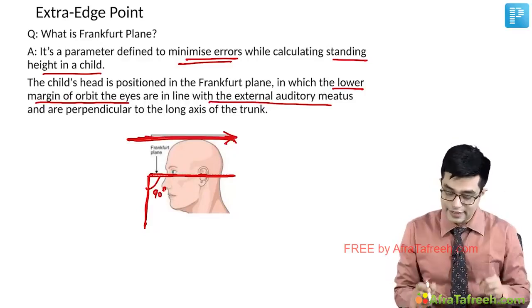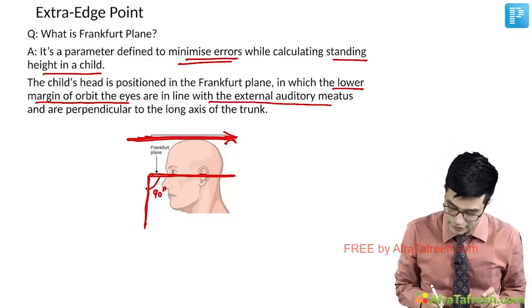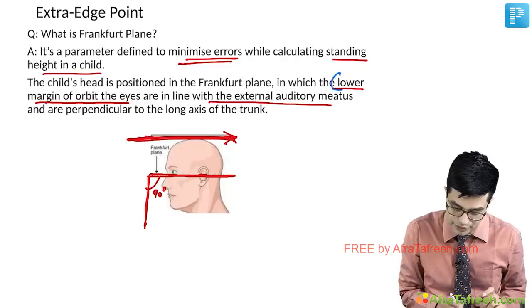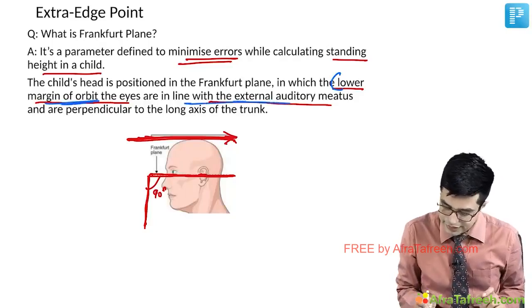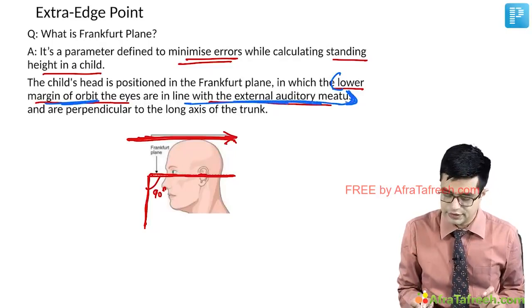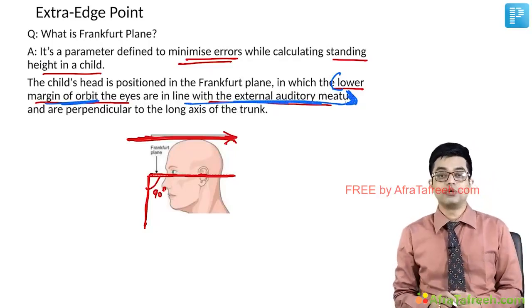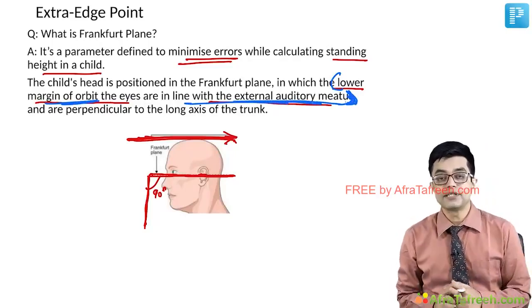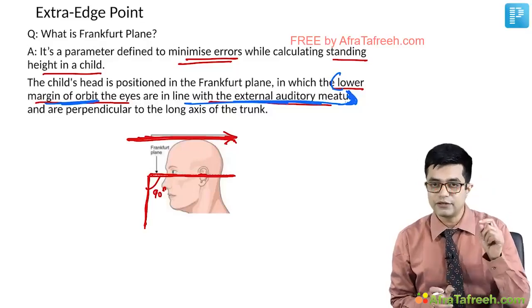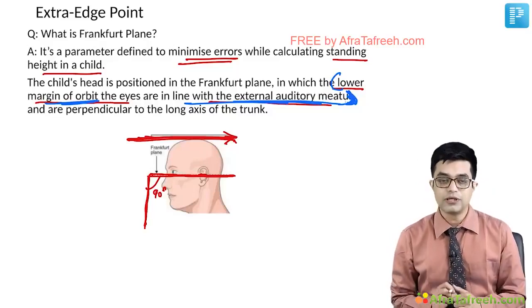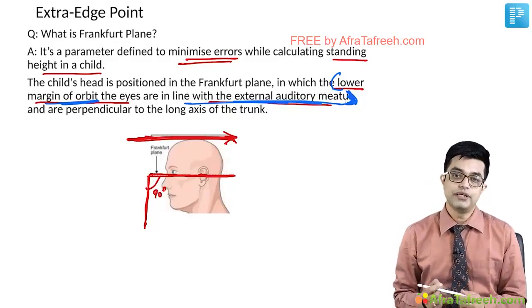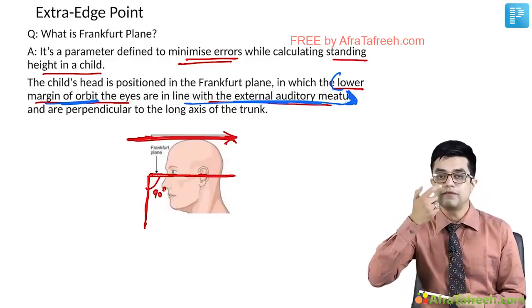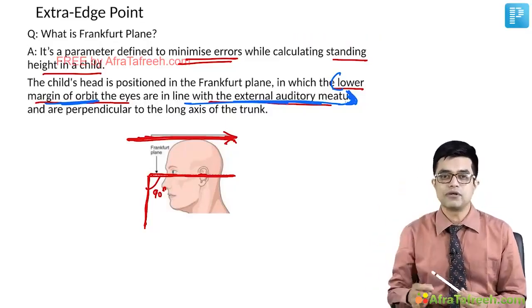Where is it used and how do you identify? It is from the lower margin of the orbit in line with the external auditory meatus. Why am I stressing upon it? Because in Nelson 21st edition, if you read at one of the places, they have not mentioned lower margin of orbit, they have mentioned inner canthus of the right eye.